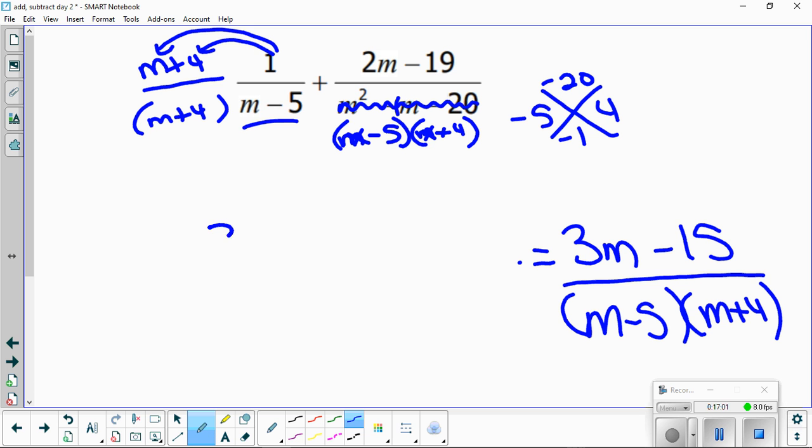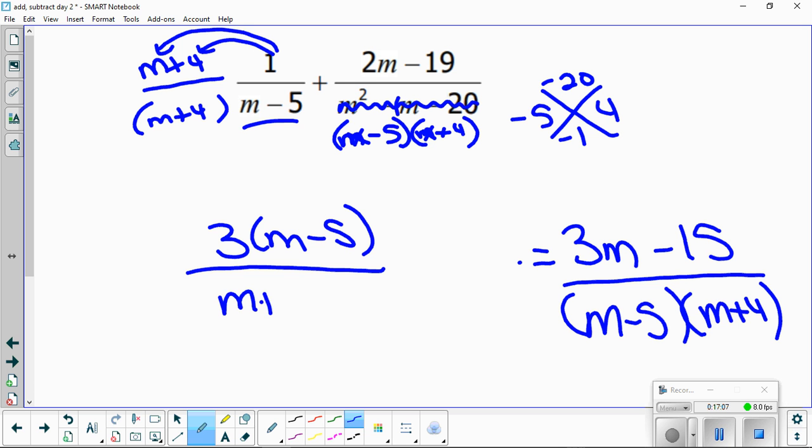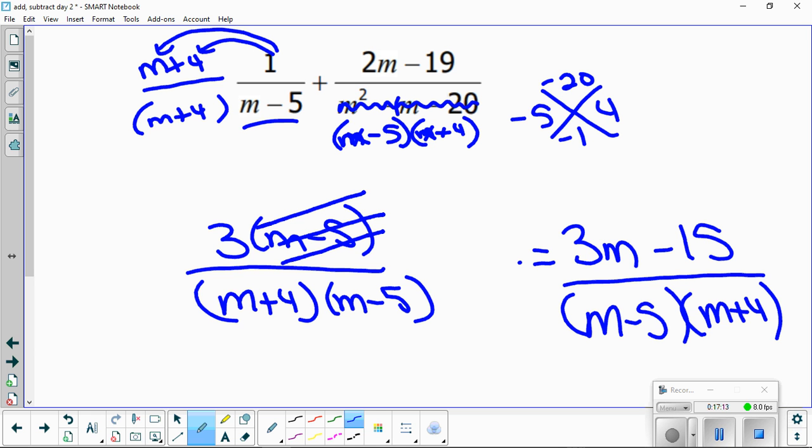I'm going to take out a 3: 3 times m minus 5 over m plus 4, m minus 5. I hear some people already seeing it. That cancels with that guy. 3 on the top, m plus 4 on the bottom. That is about as hard as it gets, right?